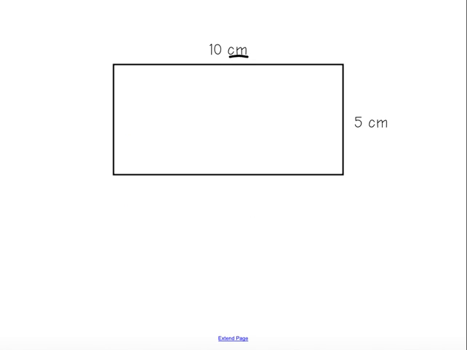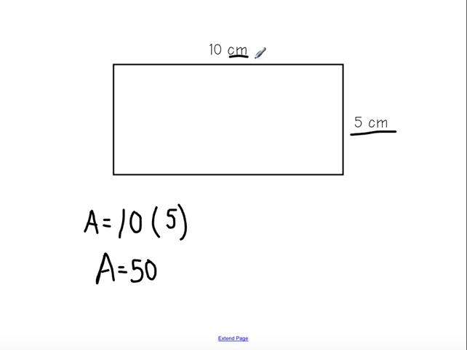And putting it into practice, we have a rectangle here with a base of 10. So we're going to go ahead and put area equals 10. And then over here we have a height of 5. So 10 times 5, and we get that the area equals 50. Now we have to make sure that we label our answers. So since we are talking about area, we are talking about square centimeters.